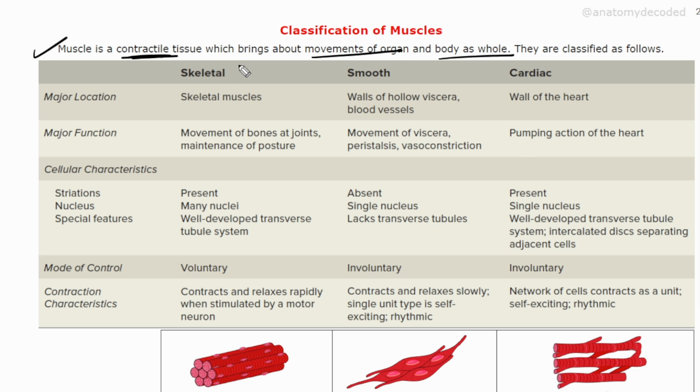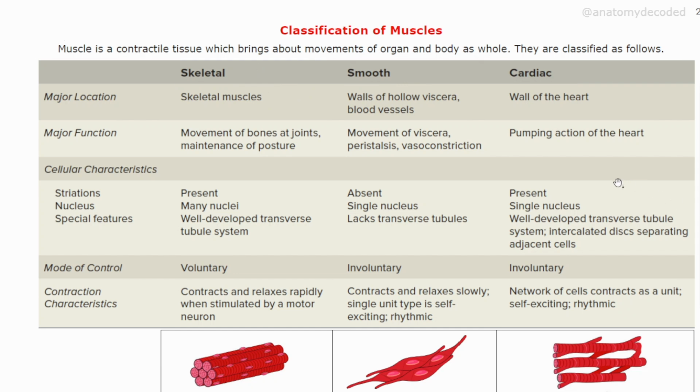And in general the muscles are classified under these three headings. Either a muscle could be a skeletal muscle, or it could be a smooth muscle, or it could be a cardiac muscle. Skeletal muscle means the muscles which are attached with the bones. Skeleton means bones. The muscles which are attached on the bones are referred to as skeletal muscles. The majority of muscles in the body are skeletal muscles.